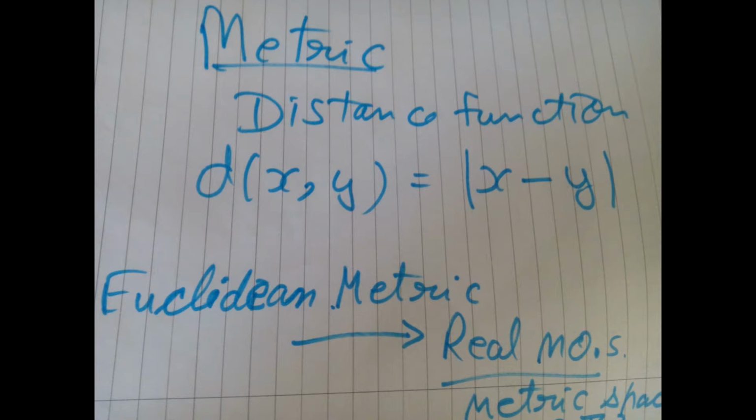A metric is a distance function which takes in two values and displays the distance between the values as an output, and distance is always non-negative. So if the values are 3 and 5, our output would be 2 in the Euclidean metric. A set of elements which has a metric is known as a metric space. So from Euclidean metrics, we have real numbers as a metric space.